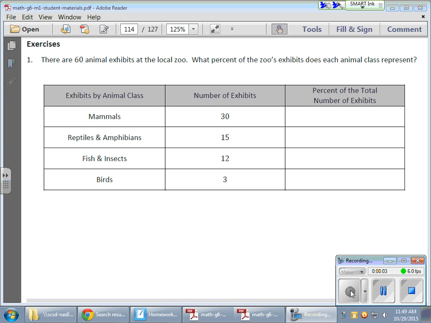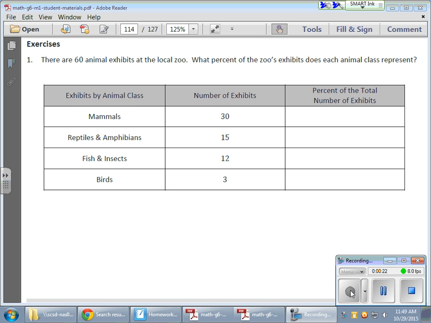Okay, so in today's math lesson, what we started doing is finding quantities using percentages, which is kind of neat. So we're manipulating all kinds of numbers and things, and so, well, here we go. In our first exercise here, we have 60 animal exhibits at a local zoo. What percent of the zoo's exhibits does each animal class represent?